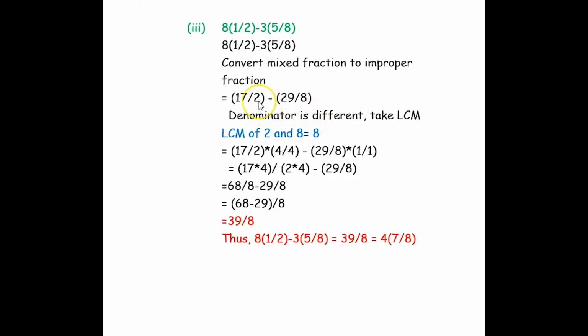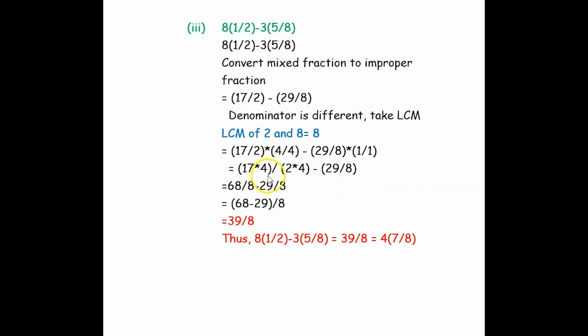Now the denominators are different, so we cannot subtract directly. We have to take the LCM of the denominators 2 and 8. So the LCM of 2 and 8 is 8. We want to make this denominator 8. So the first fraction is 17 divided by 2. We want to make this 2 into 8, so we have to multiply and divide by 4. So 17 into 4 divided by 2 into 4, minus. Here we already have 8, so we can keep it as such, 29 divided by 8.